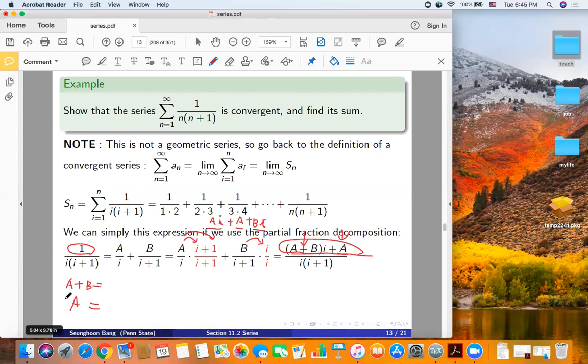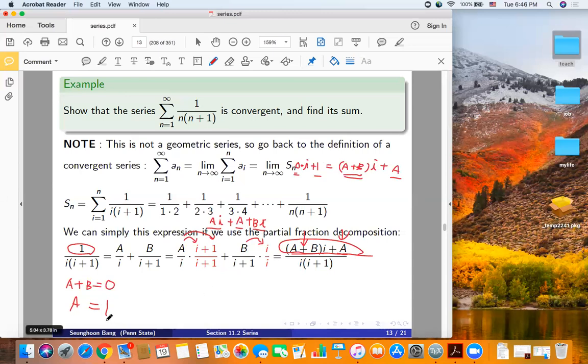What is A plus B? Do you have any idea what A plus B is? You can compare like this: 1 equals A plus B times i plus A. But here, why is it like i? We don't have an i term on the left-hand side. The exact meaning is 0 times i plus 1 equals A plus B times i plus A. So 0 is A plus B. We have 0. What is A? A is 1. So we have this result.